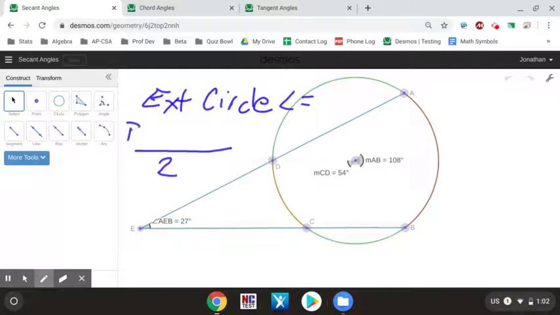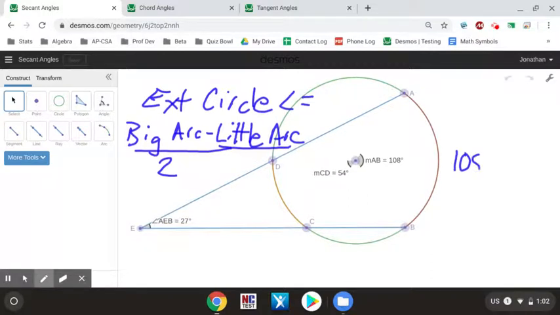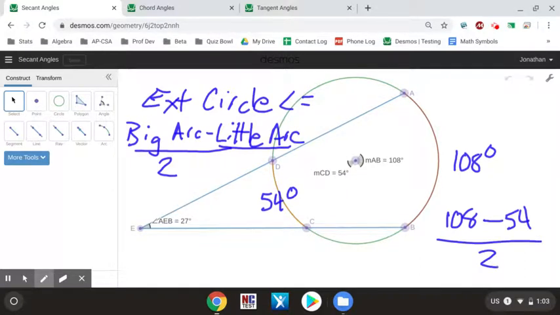So it's going to be my big arc minus my little arc divided by 2. So I'm going to have my big arc minus my little arc divided by 2. For example, if I look at here, I would say my big arc would be 108 degrees. My little arc would be 54 degrees. And then I can do 108 minus 54 and then divide it by 2. And 108 minus 54 would be equal to 54, divided by 2 would be this value of 27.